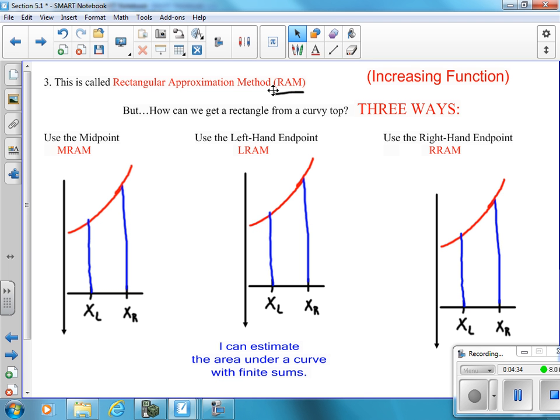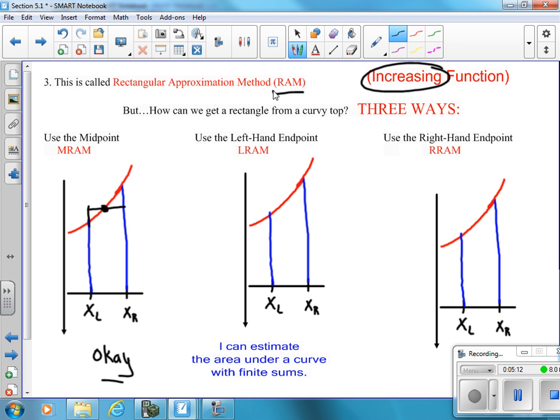Okay, so these 3 curves are all increasing functions. So please note that these are increasing functions. So if I take a midpoint of this rectangle, or of this curve, I am going to get a rectangle that approximates the area under the curve fairly well. Okay, so this midpoint, MRAM, is a pretty good, let me say okay, it's an okay way of approximating the area under the curve.